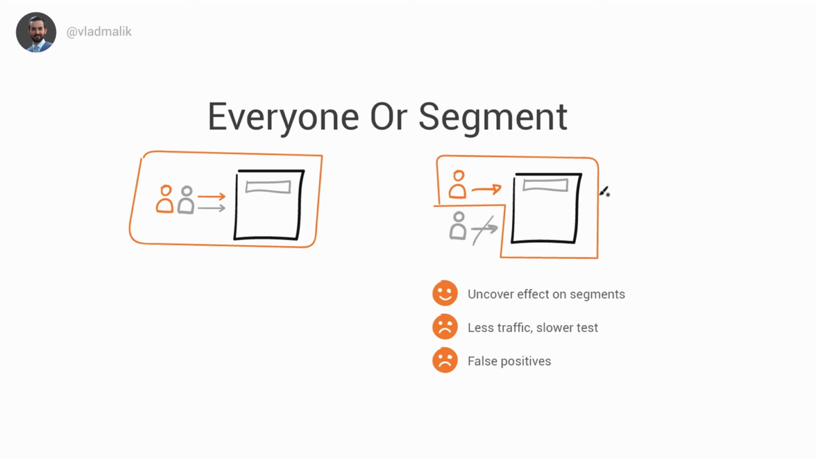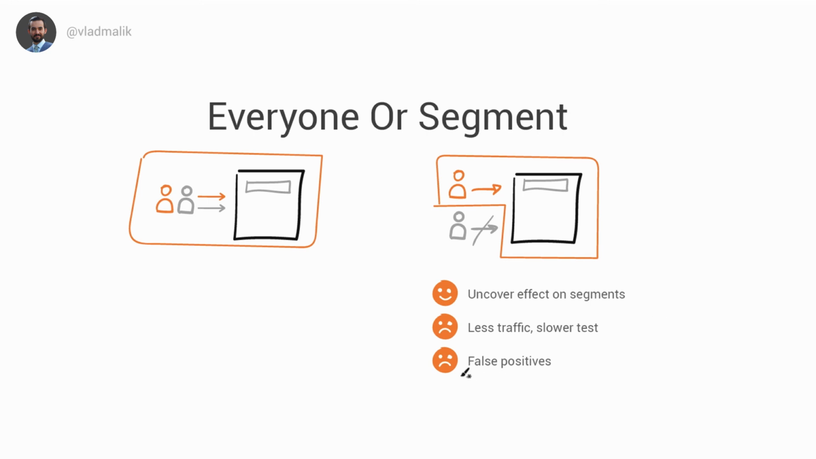The disadvantage is that because you're segmenting your traffic, now every segment is receiving a fraction of your total traffic. And so that means you're getting less data, and so you have less confidence in the result, or you have to run your test longer to get sufficient traffic for just that segment.